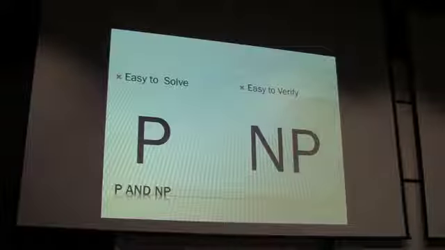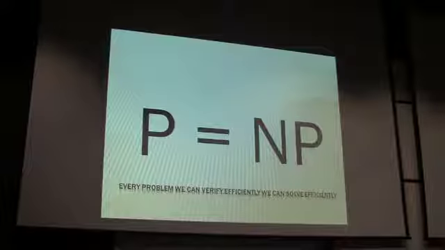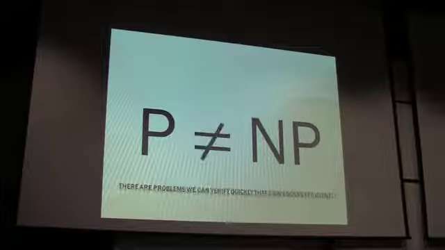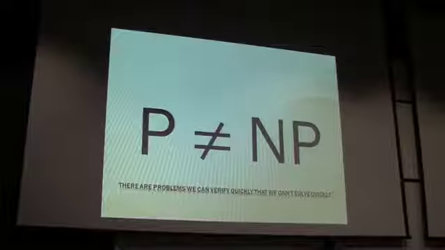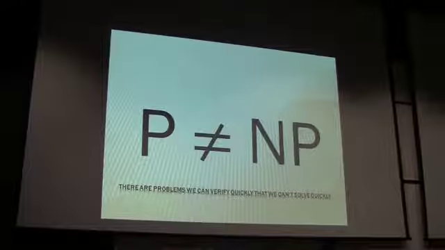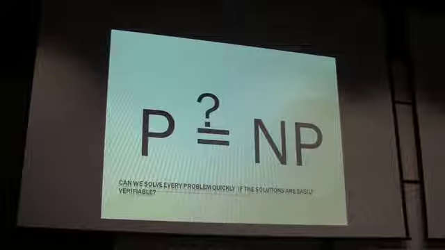P: easy to solve. NP: easy to verify. If they're equal, then everything that we can verify quickly, we can solve quickly, like cliques. If they're not equal, then there are some problems we can verify quickly that we can't solve quickly. And the P versus NP question is just asking, is that true? Is every problem where we can verify a solution quickly also one we can solve quickly? I don't know. I think the general consensus is the answer is no, but that's it.